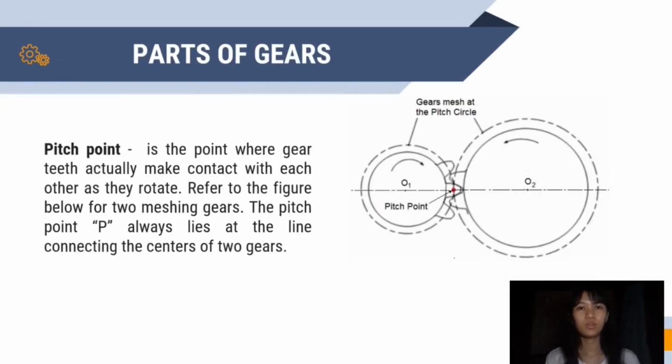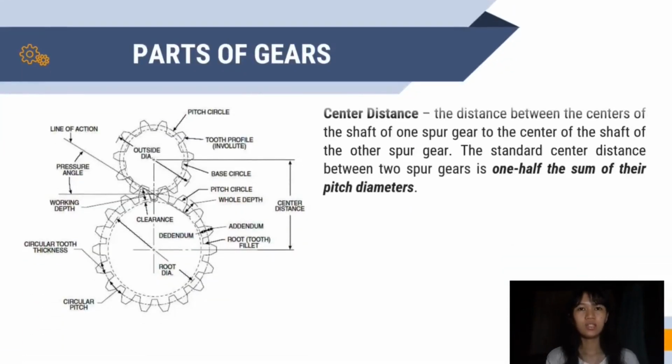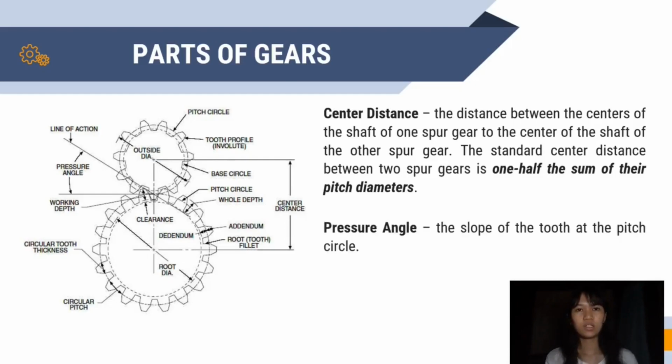Pitch point is the point where gear teeth actually make contact with each other as they rotate. The pitch point always lies at the line connecting the centers of two gears. Center distance is the distance between the centers of the shaft of one spur gear to the center of the shaft of the other spur gear. The standard center distance between two spur gears is one-half the sum of their pitch diameters. Pressure angle is the slope of the tooth at the pitch circle.